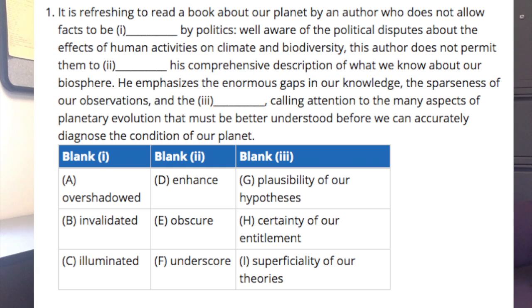You'll have anywhere from 1 to 3 blanks. This example has 3 blanks. In order to get this question correct, you have to answer all 3 blanks correctly. If you answer 2 out of the 3, you get the question wrong ultimately.